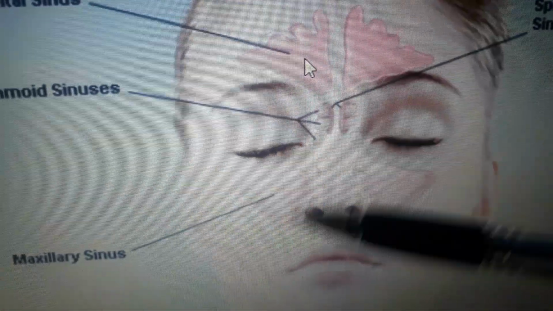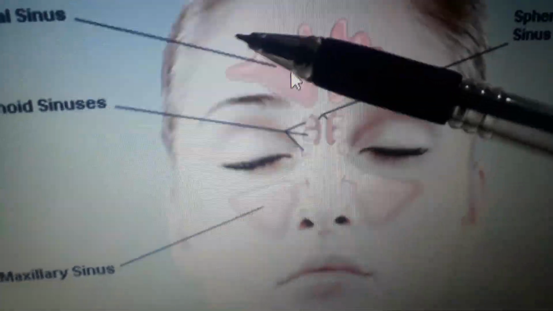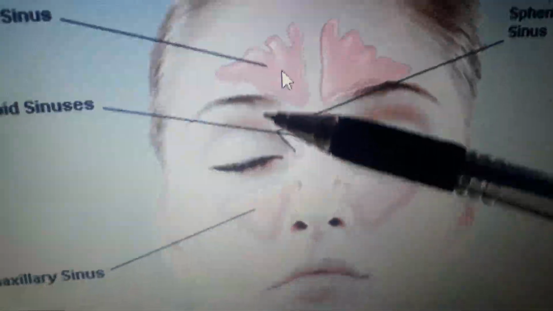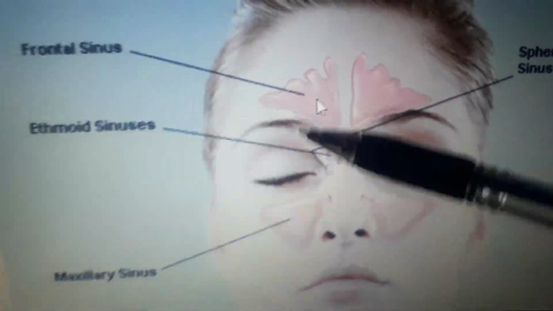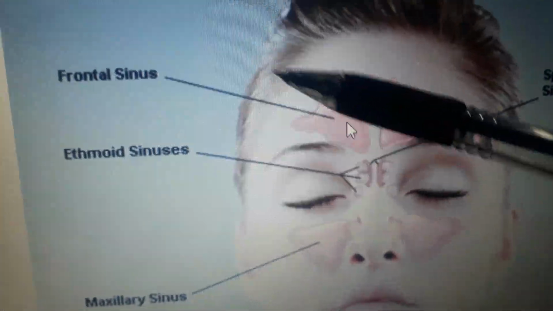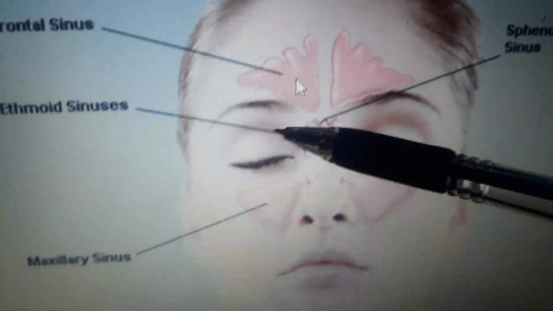Lymphatics drain into the submandibular nodes, and arterial supply is by the supraorbital arteries and ethmoidal arteries. सुप्राऑर्बिटल आर्टरीज और इथमॉइडल आर्टरीज क्या करती हैं? फ्रंटल साइनसेस को सप्लाई करती हैं.